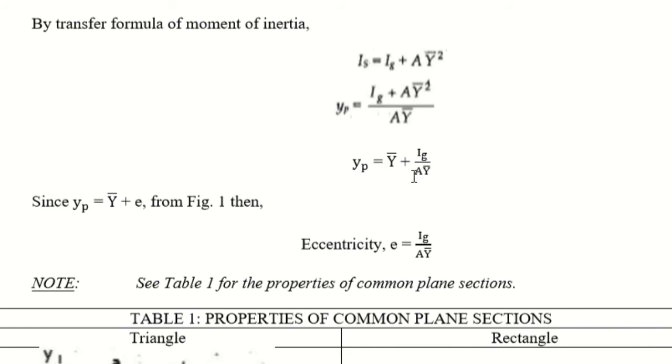So, yun nga, by derivation, ang makukuha nating formula is YP is equal to Y bar plus IG over AY bar. Okay? But since YP is equal to Y bar plus E, pwede natin sabihin na si E is equal to this one. Itong dito. Yun nga, di ba? YP daw is equal to Y bar plus E.